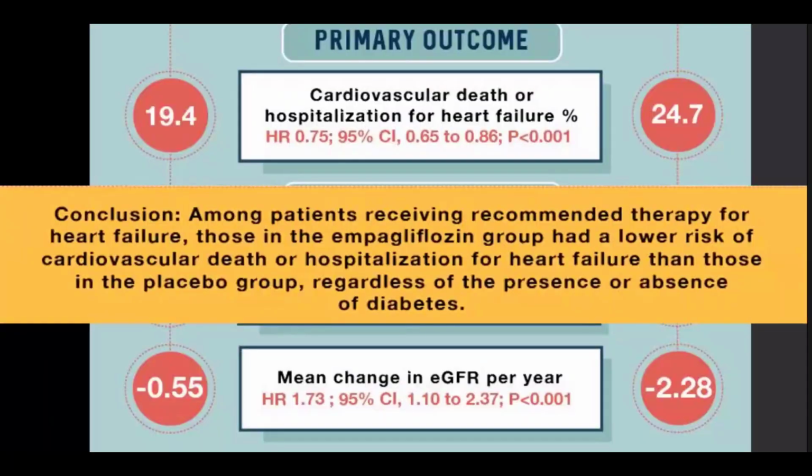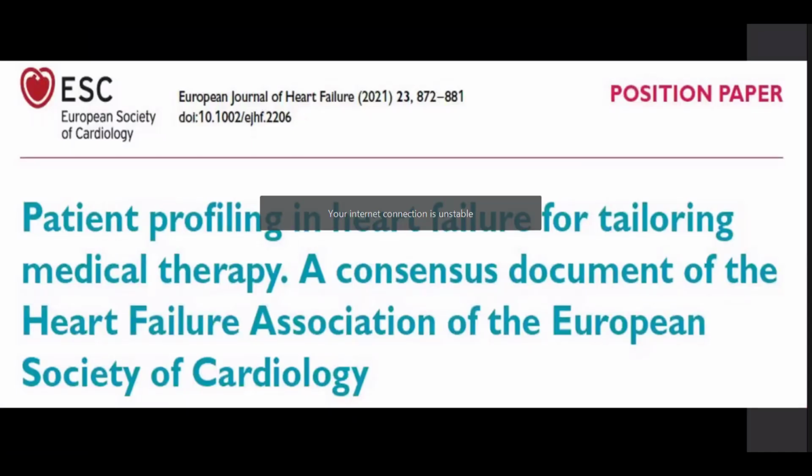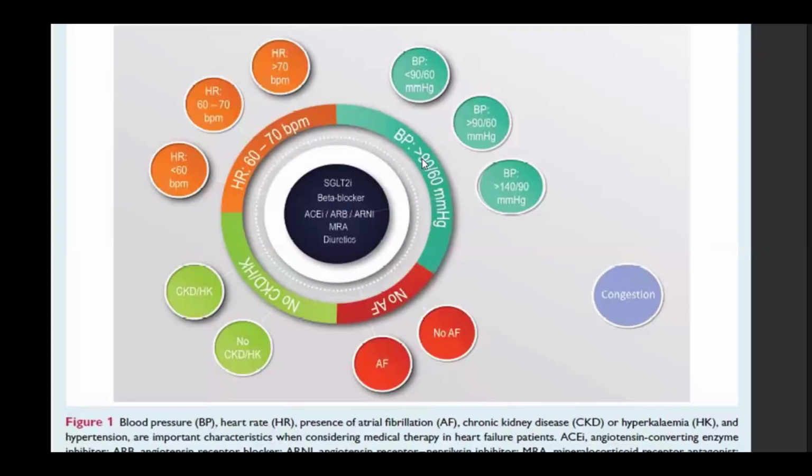Now that was a beautiful thing, that we can use these drugs not only in diabetes but also without diabetes, in patients having cardiovascular morbidities. This is a beautiful position paper, in which we see all these patients in our clinic on a daily basis. Do they have AFib or not, do they have CKD or not. They took the considerations of these four parameters and divided the groups into multiple profiles.